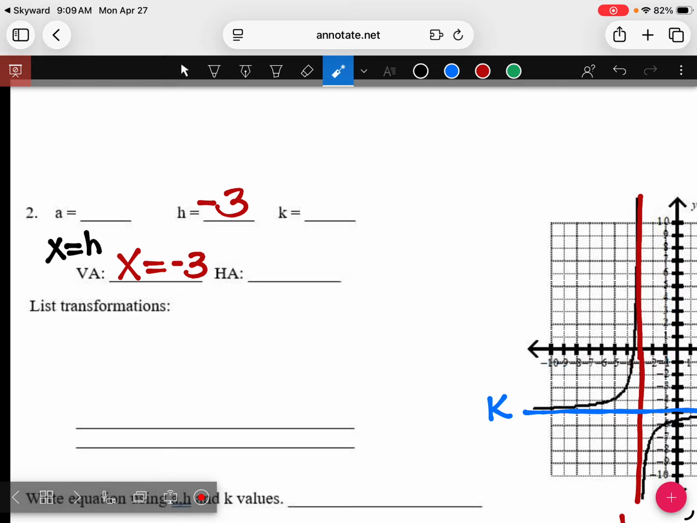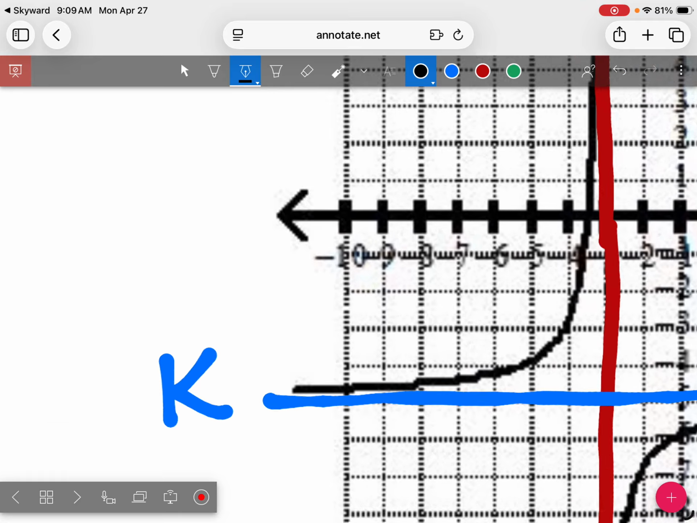Okay, what about your horizontal line? What number is this? -5? Yep. So my equation is y equals -5, which is y equals k. Now that's the easy two. A is the hard one. So I'm gonna zoom on in.